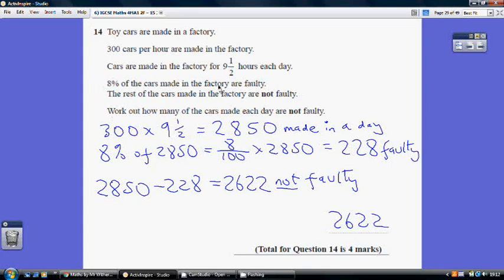Now we're told that 8% of these are faulty. So how do we work out 8% of 2,850? Well, 8% is 8 out of 100. So just pop into your calculator 8 over 100 times 2850, and that tells us that 228 are faulty. Now if 228 out of the total of 2850 are faulty, the rest aren't faulty. So we do 2850 take away 228 to work out that 2,622 cars are not faulty each day.